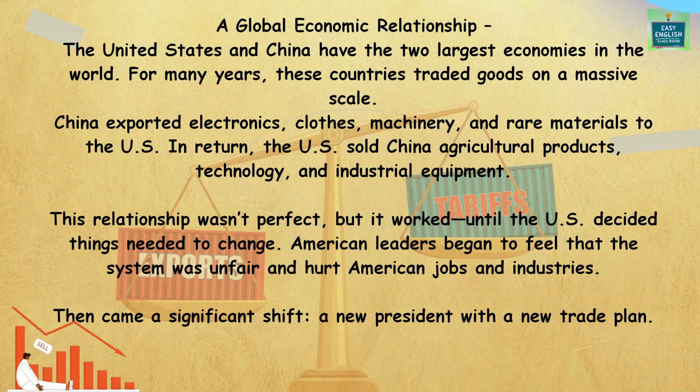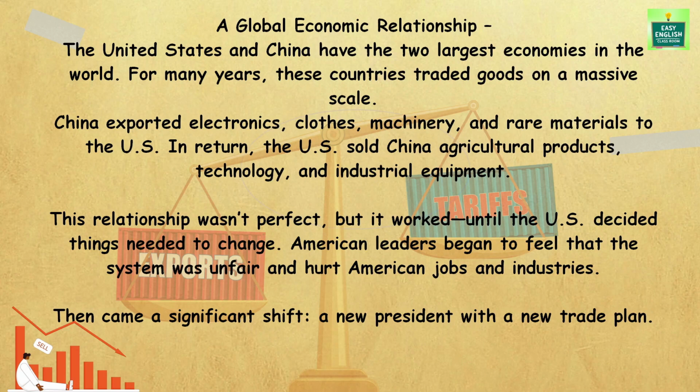be going. The United States and China have the two largest economies in the world. For many years, these countries traded goods on a massive scale. China exported electronics, clothes, machinery, and rare materials to the US. In return, the US sold China agricultural products, technology, and industrial equipment. This relationship wasn't perfect, but it worked until the US decided things needed to change.